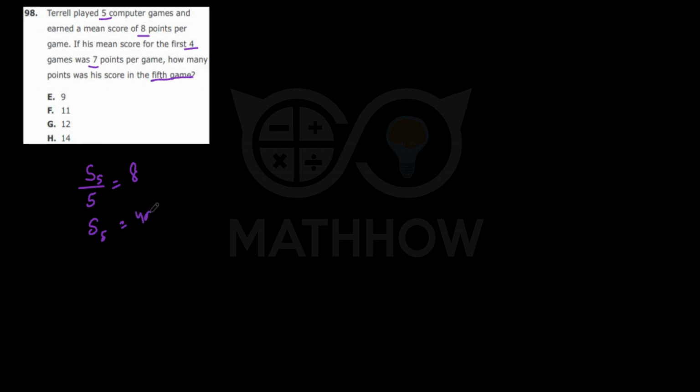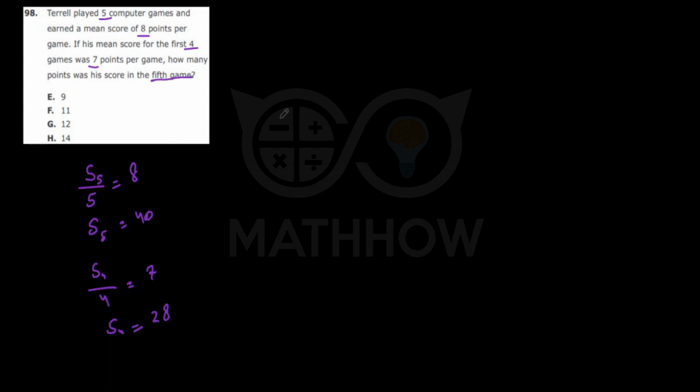Similarly, the sum of the first 4 games divided by 4 is equal to the mean of 7 points per game. Multiplying with 4 on both sides, this will become 28. So, how many points was his score in the 5th game?